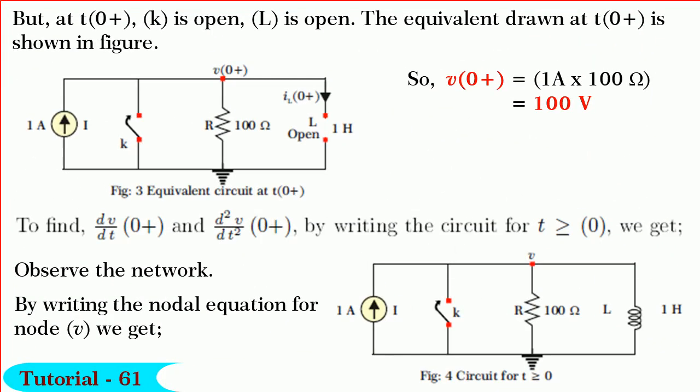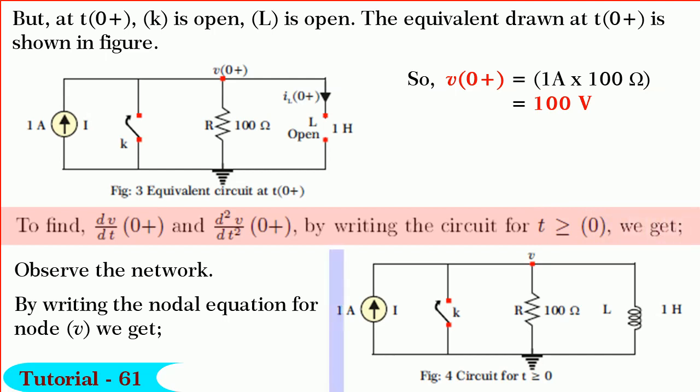But friends, at t is equal to 0 plus, K is open, L is open. The equivalent circuit at t is equal to 0 plus is shown in figure. Now, 1 ampere current will flow through 100 ohm. So, V0 plus is equal to 100 volts. We have got one answer. To find dV by dt 0 plus and d squared V by dt square 0 plus, the circuit for t greater than or equal to 0 is shown in figure.